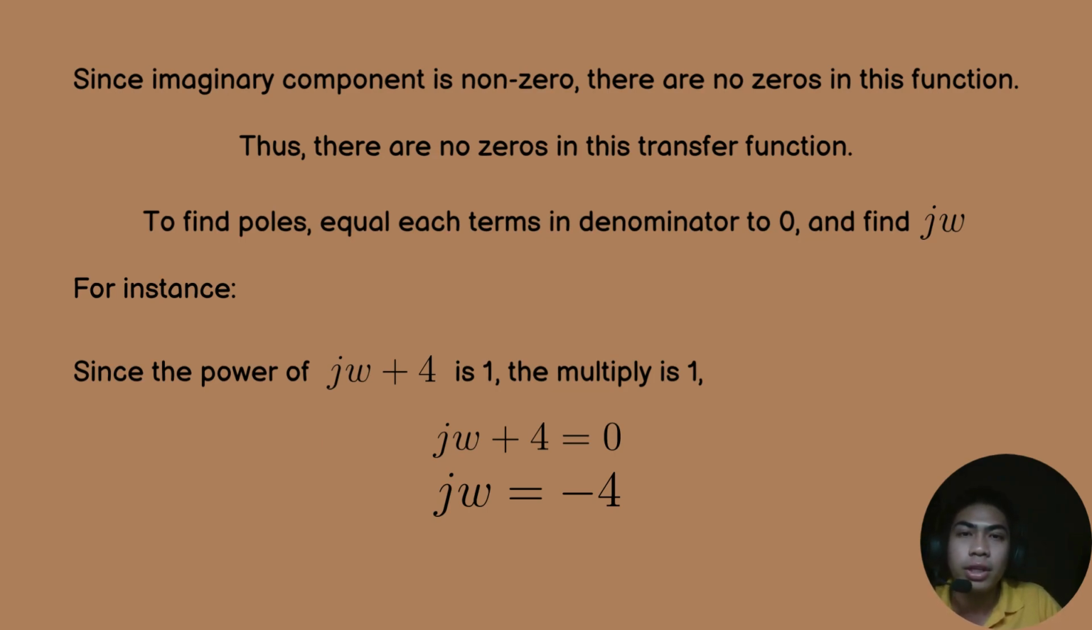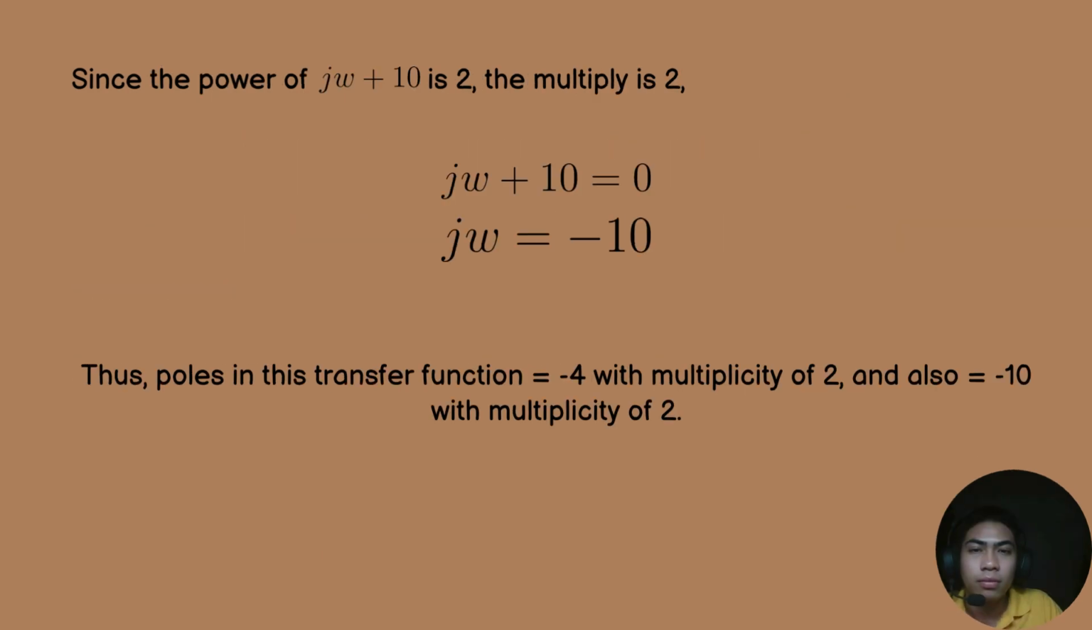To find poles, equate each term in the denominator to 0 and find j omega. For instance, since the power of j omega plus 4, which is the simple pole, is 1, the multiplicity is 1. So j omega plus 4 equals 0, and then we got j omega equals negative 4.